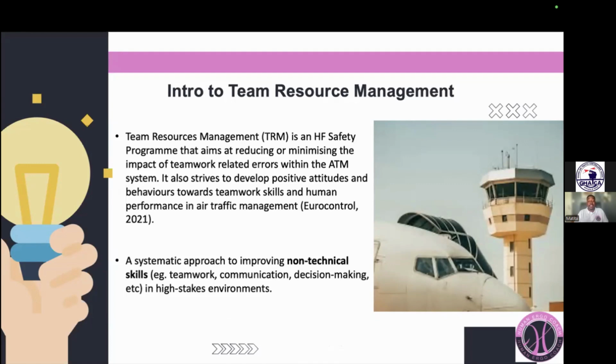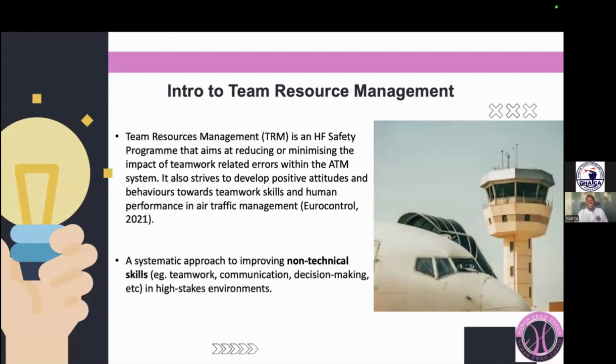So if you look at it, it is a systematic approach, and it's mostly a proactive way of managing safety. In many instances, we tend to wait for things to happen and then react thereafter. But TRM is one of those programs that are mostly proactive. If you talk about Safety-II, that's essentially what TRM does.